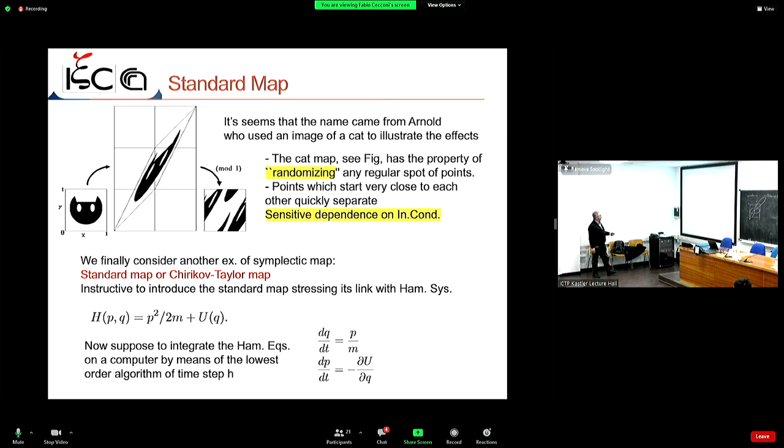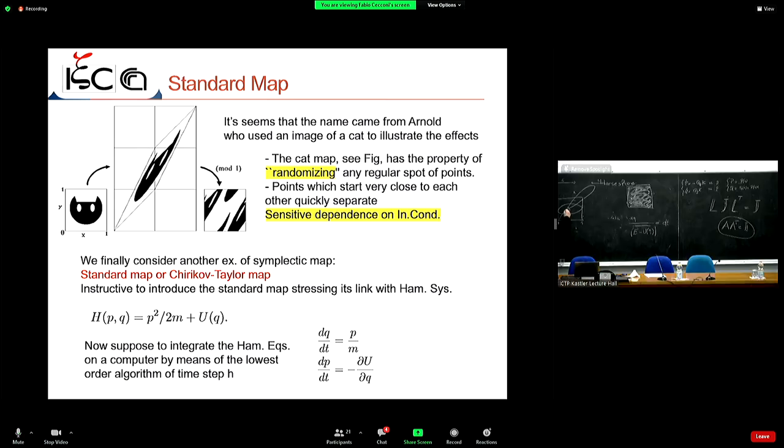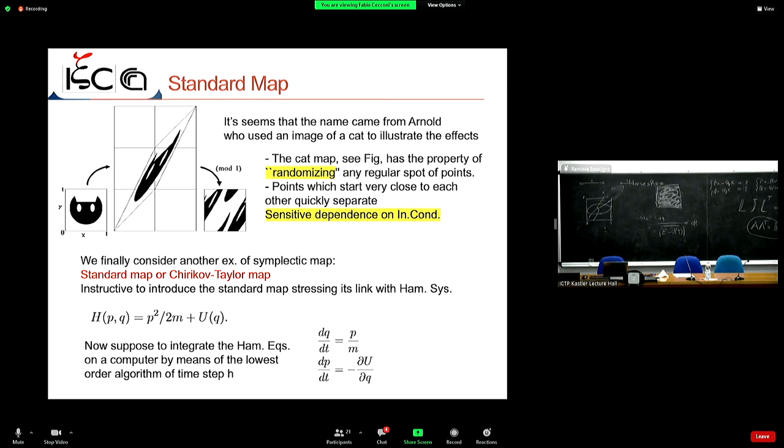Okay. So the cat map has the property of randomizing any regular spot of points. Points that start very close to each other quickly separate. These are two important concepts. First, this map randomizes any picture, so if you give a picture to the map, it scrambles. But the second thing is important: points which start very close to each other, for example here on the ellipses, after just a first iteration become very far, one here and one here, for example. And this is the origin of chaos.